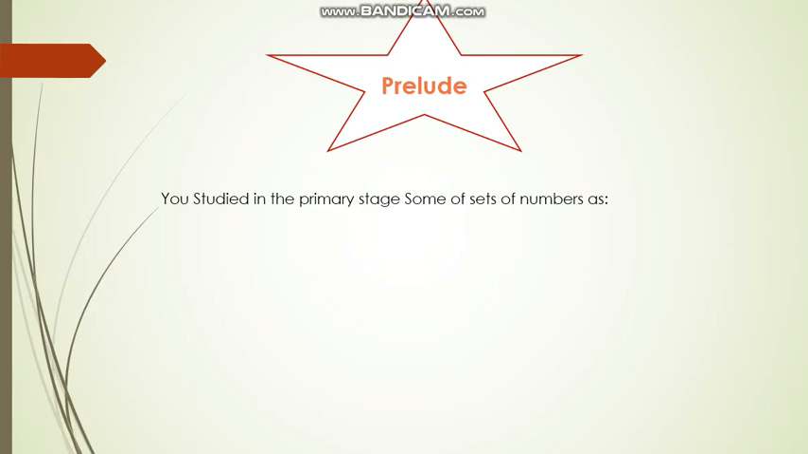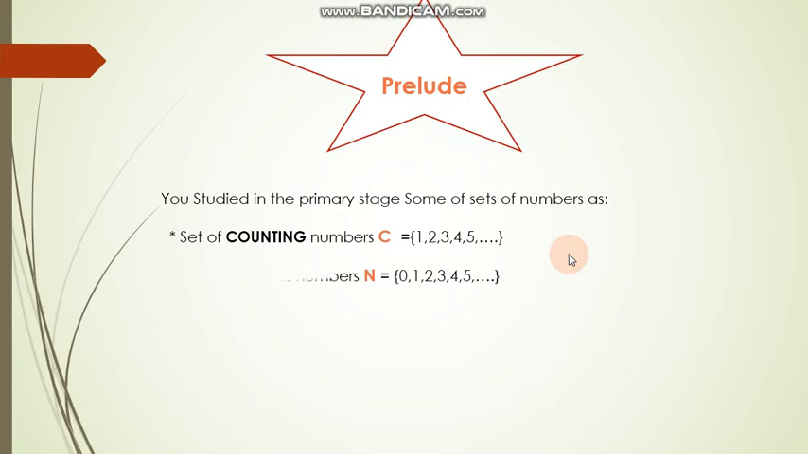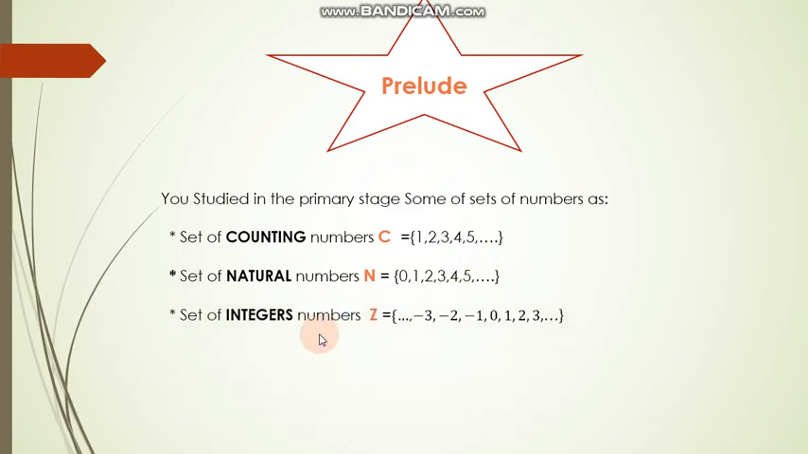You have studied in the primary stage some sets of numbers, such as the set of counting numbers, equal the set of 1, 2, 3, 4, 5 and so on. The set of natural numbers N equals the set of 0, 1, 2, 3, 4, 5 and so on. And in primary 6 you have studied the set of integers, its symbol Z, equal 0 in the middle and from the right 1, 2, 3, 4 as positive numbers and from the left -1, -2, -3 and so on as negative numbers.